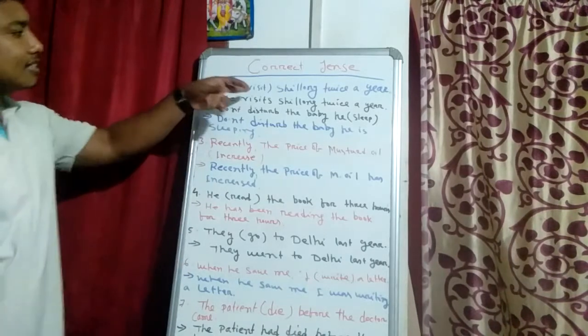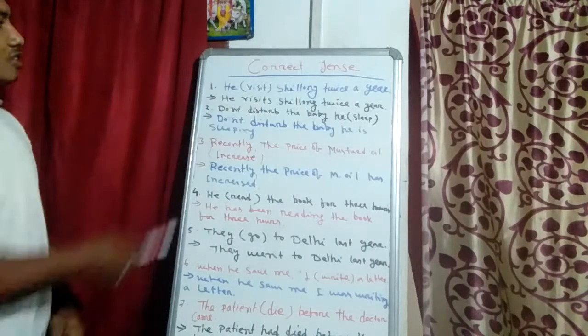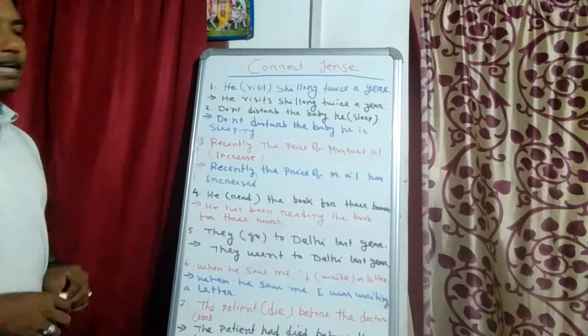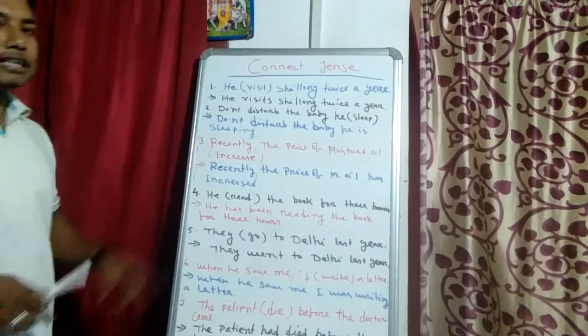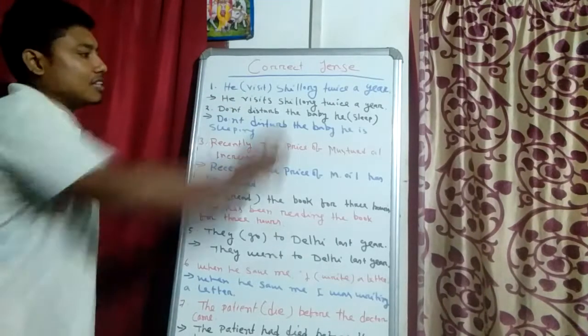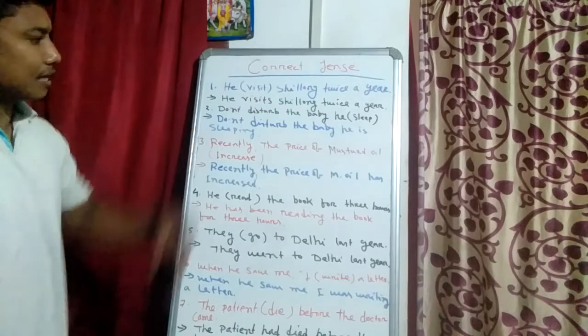So here the sentence is given, he visits Sri Lanka twice a year. He is third person, and one concept regarding third person singular number is that after the verb we always have to add s or es. So what will be the correct form? He visits Sri Lanka twice a year. In this way we have to correct it.